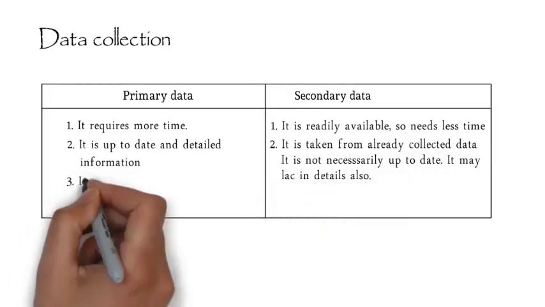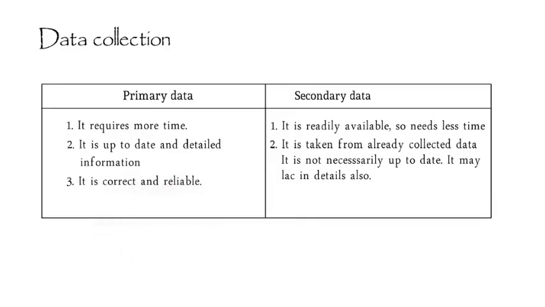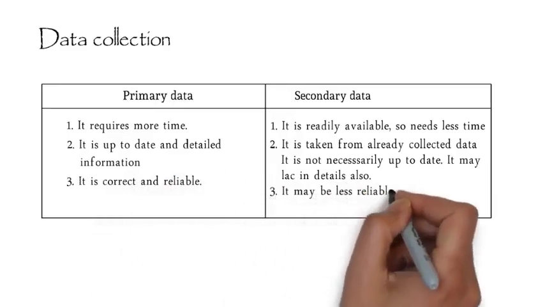Primary data is correct and reliable. Secondary data may be less reliable.